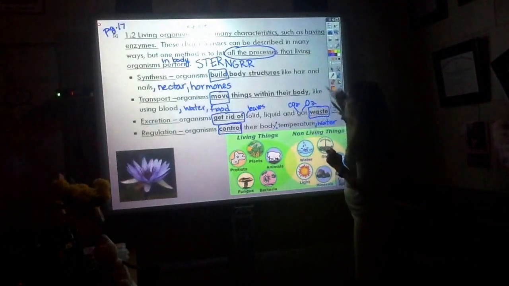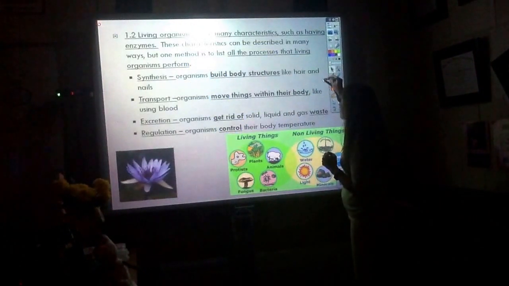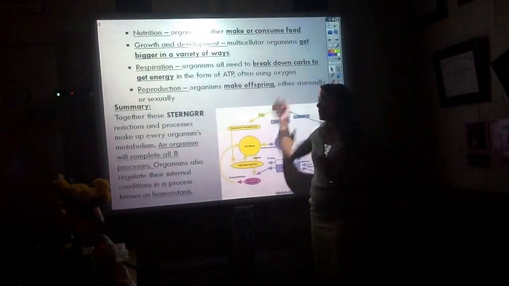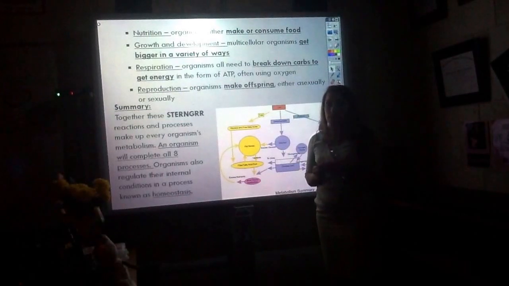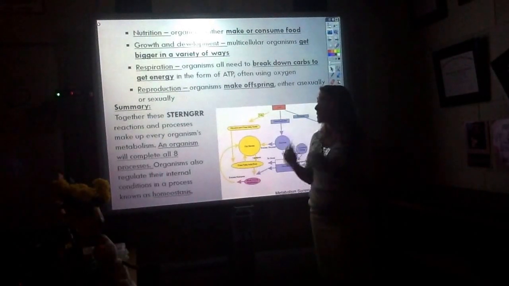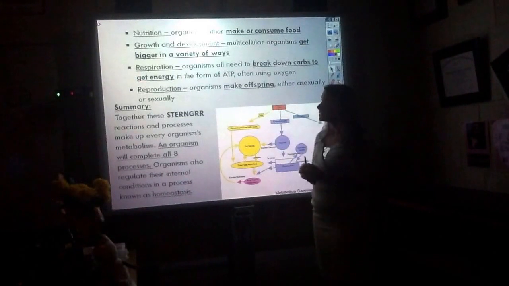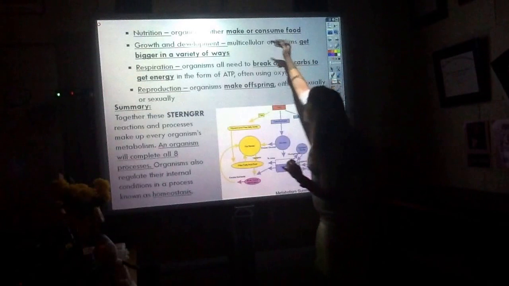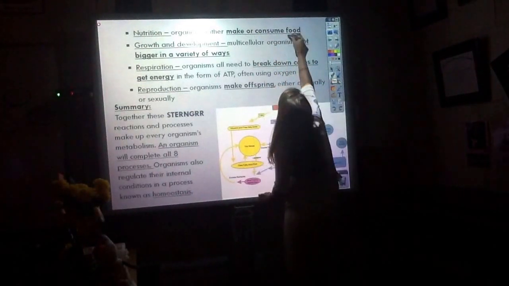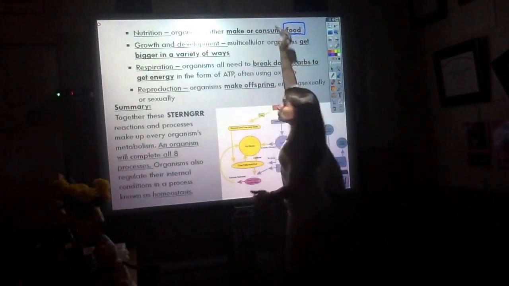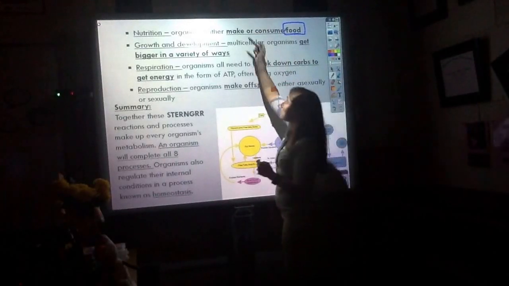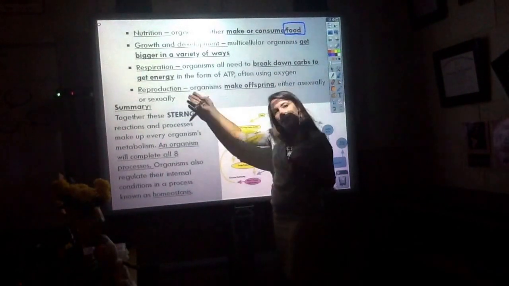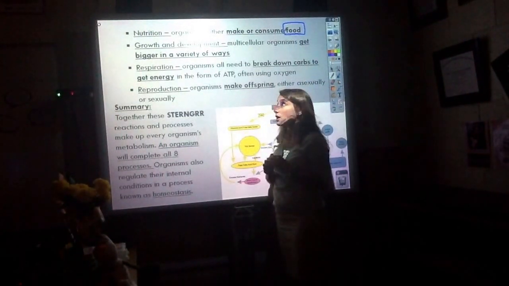So we've just talked about stir. Next we're going to talk about STERNGRR. These processes we're going to see all year. But this is how we define something that is living. In order to be considered living, it must do all 8 of these things at some point in its life cycle. Next we have nutrition. This is when you either make or consume food. Now when we talk about animals, animals are consumers, but plants make their own nutrition using photosynthesis. The synthesis word comes back already.